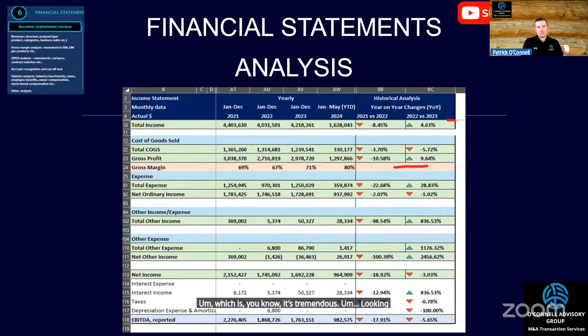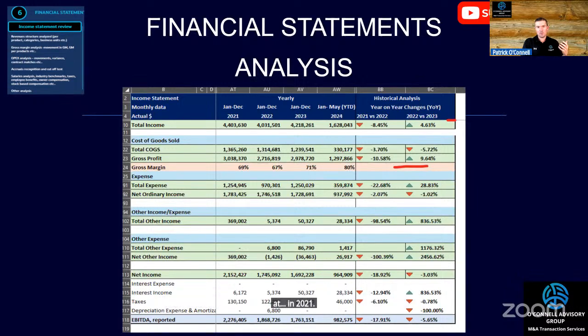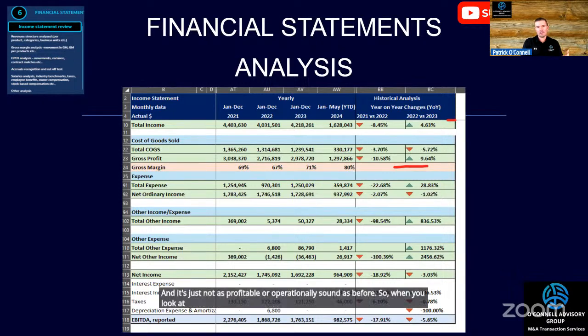Looking at this business, it seems like they were operating most efficiently, in my opinion, in 2021. And then in 22 and 23, there's been changes to the company, and it's just not as profitable or operationally sound as before. So when you look at something like this, what are some of the questions you would want to ask management about this?